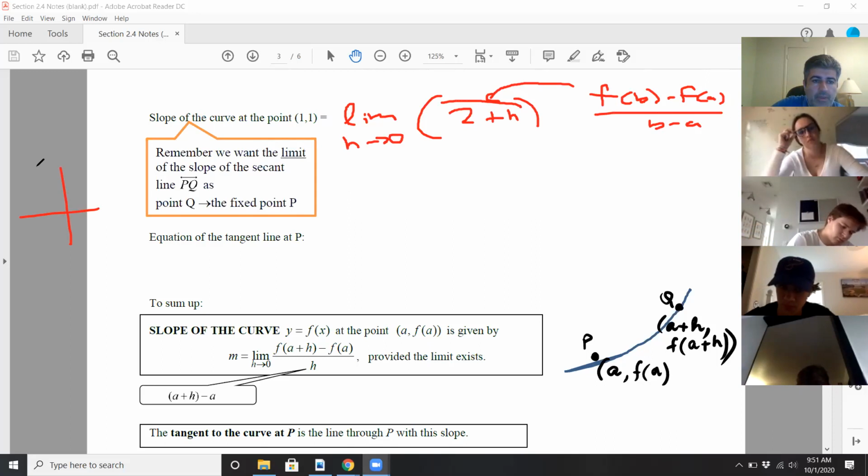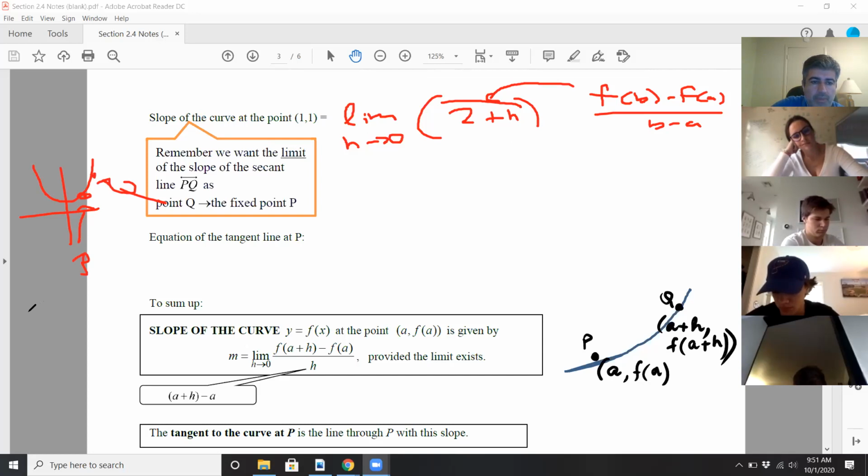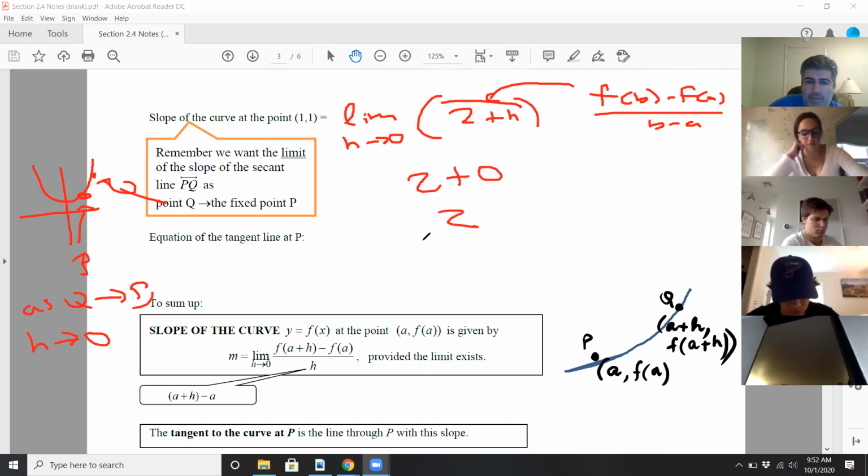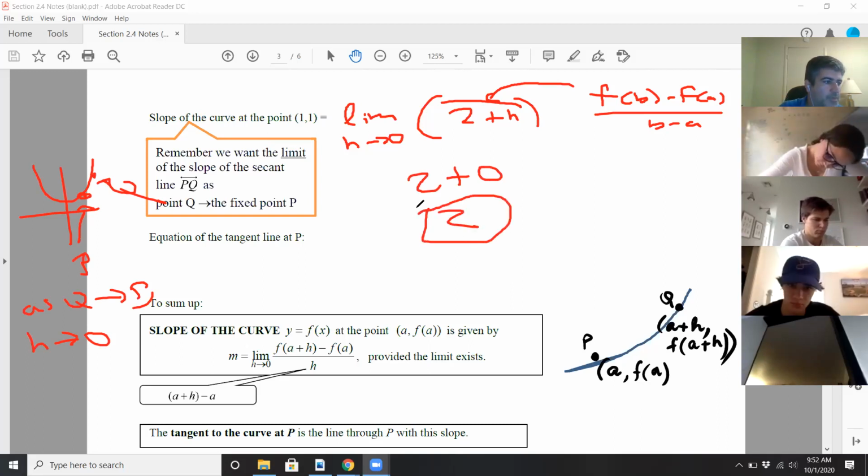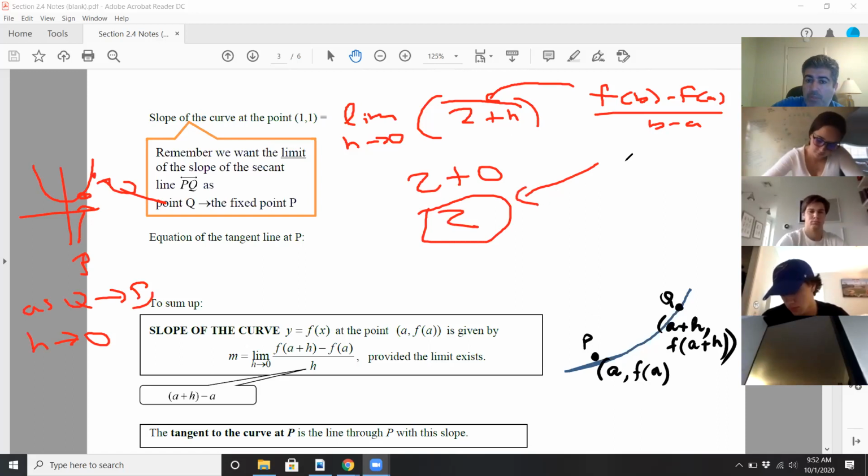Remember, here's a curve again. There's point P. There's point Q. If I want Q to get closer to P, as Q approaches P, h approaches 0. Right? h gets smaller as we do that. So we choose a limiting case. And of course, it's pretty easy. 2 plus 0, that's just 2. So the slope of the tangent line is 2. And we actually computed that on the previous page.